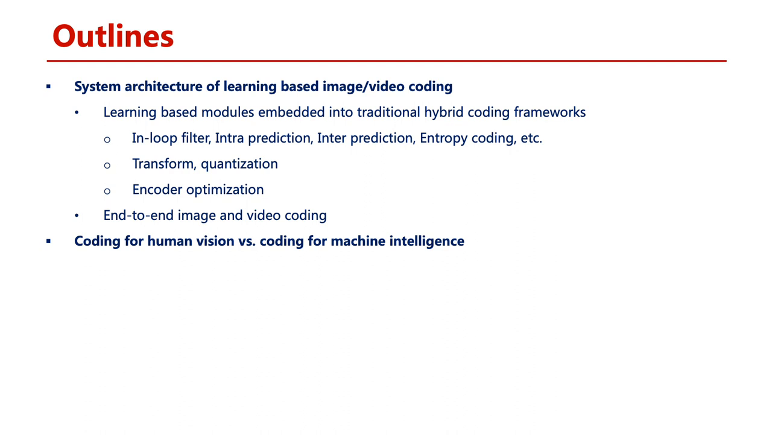There are two major system architectures for learning-based image and video coding. One is embedding neural network modules into the traditional hybrid coding framework. The other is end-to-end coding. The organizer of this workshop invited me to give this talk, mainly focused on the first kind of architecture. I guess the participants of CVPR may be familiar with the end-to-end coding architecture.